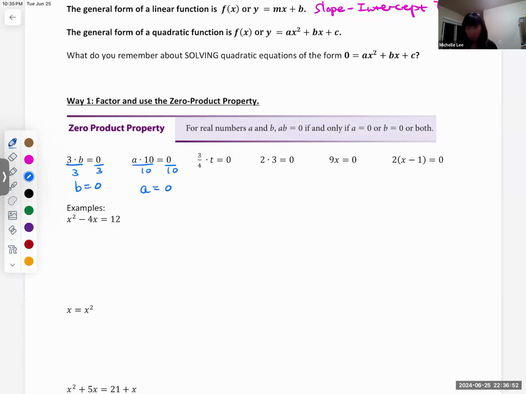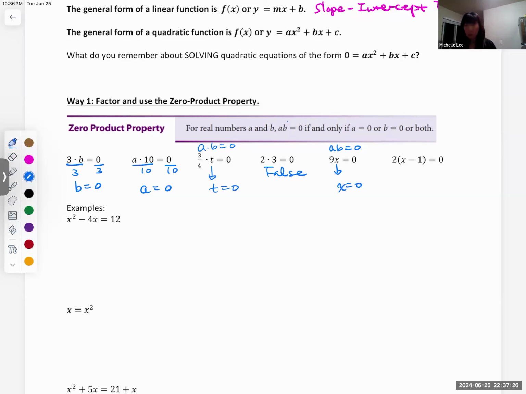And we have 3 over 4 times t equals 0. So we can use a times b equals 0. Then t equals 0. Yeah, we can do that too. And 2 times 3 equals 0? That's not true, so this is false. And 9x equals 0. A times b equals 0 means b is still equal to 0. So x equals 0, right?